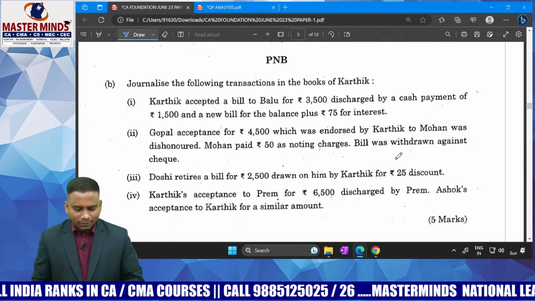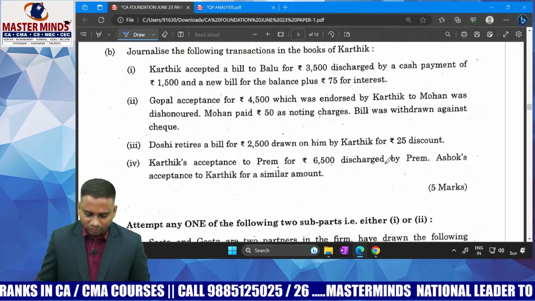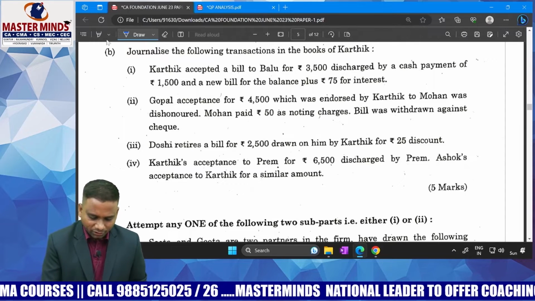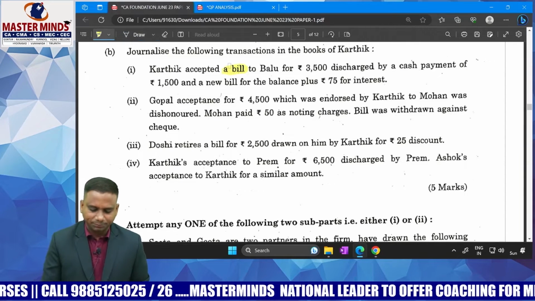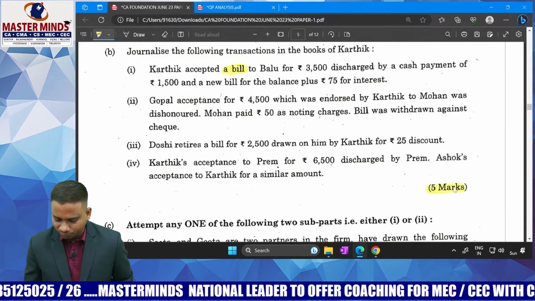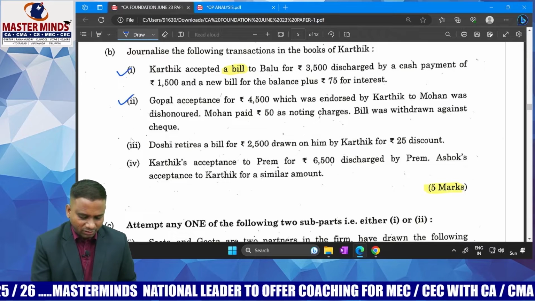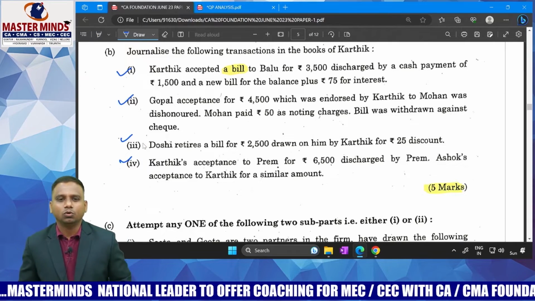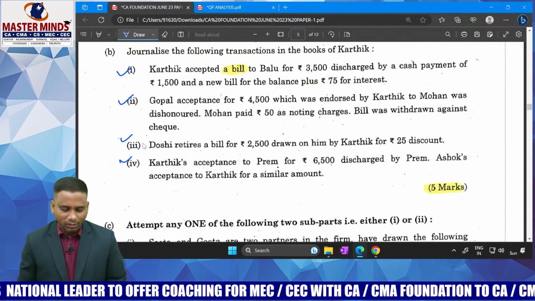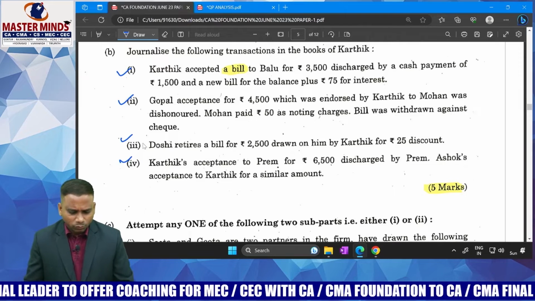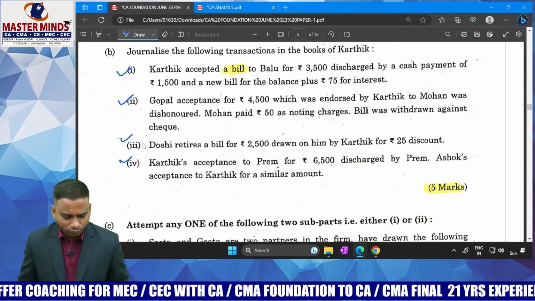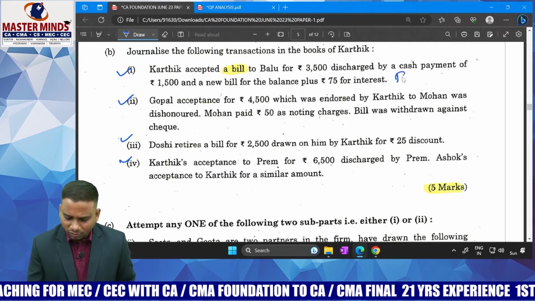B question. Journalize the following transactions in the books of Karthik. This is the question on a bill of exchange. For how many marks? For 5 marks. How many transactions are given? 4 transactions. So you can comfortably write these 4 transactions. Actually, this type of problem we have in our material. You can check it. Next one. This you can understand. First one is what? Karthik accepted a bill to Balu for 3,500, discharged by cash payment of 1,500 and a new bill. It is nothing but renewal.